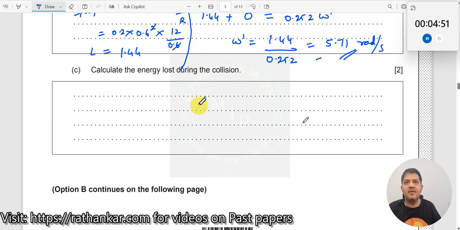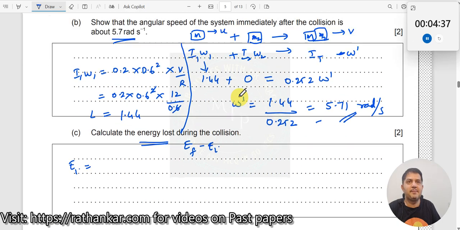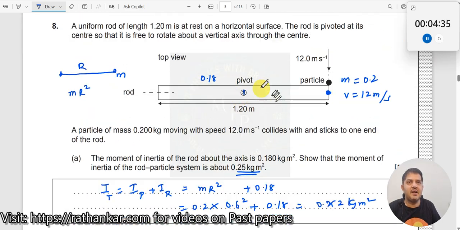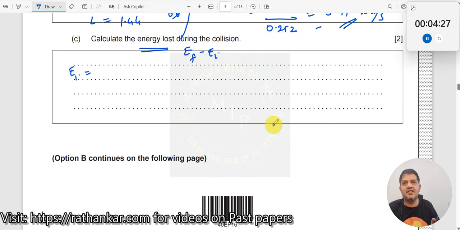Now calculate the energy lost during the collision. What do you mean by energy lost? Energy lost is nothing but final energy minus initial energy. Now what is the initial energy? Look at this particle here. This object was at rest, so no energy for this. Now what about this one? This is moving, so it will have kinetic energy. So initial energy is only due to the particle, which is nothing but half mv square.